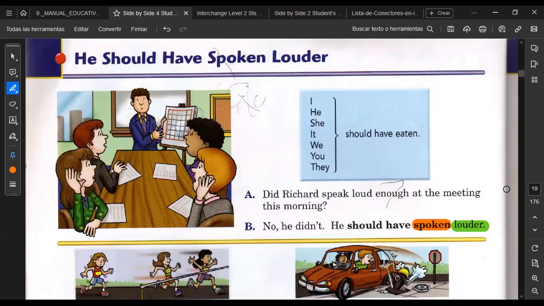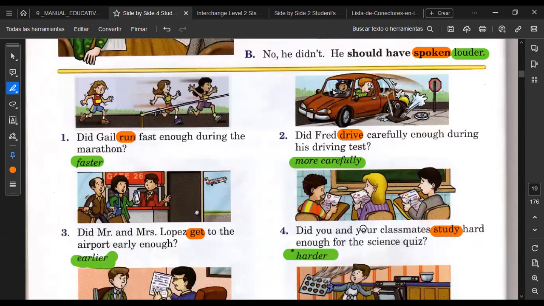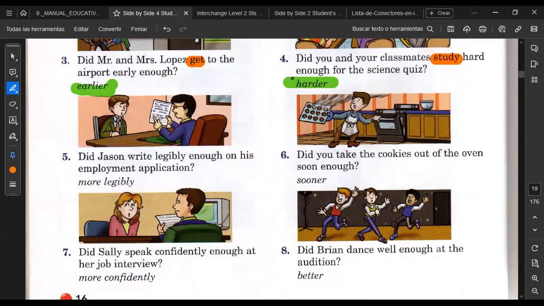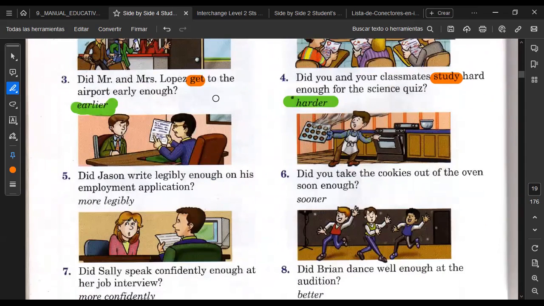Remember that the structure, the form is she or she should have, right? Okay, la estructura, ahí se los mandé ya. Teacher. Yes, Patricia. Oh, you cannot see it? No. Okay, here you go.